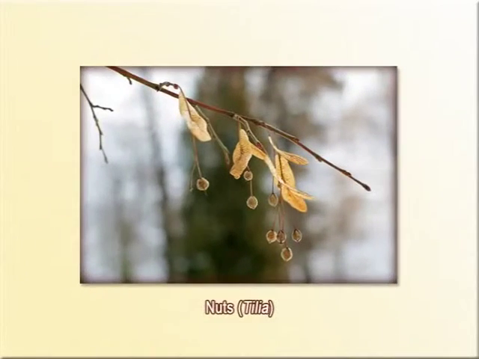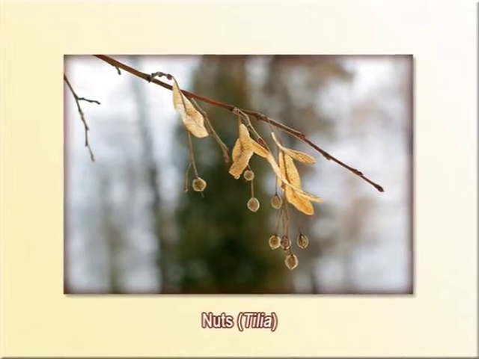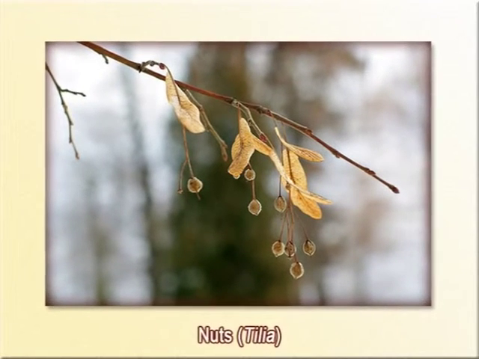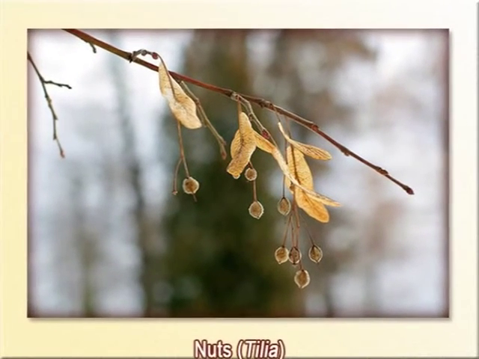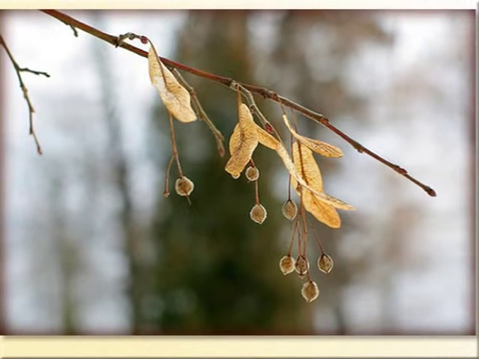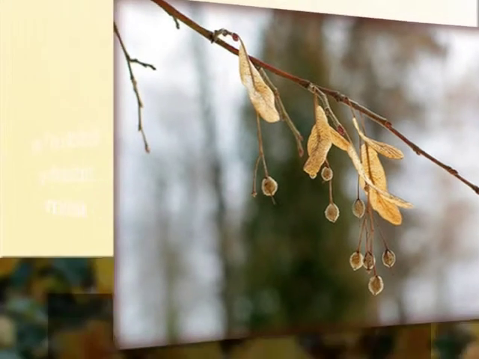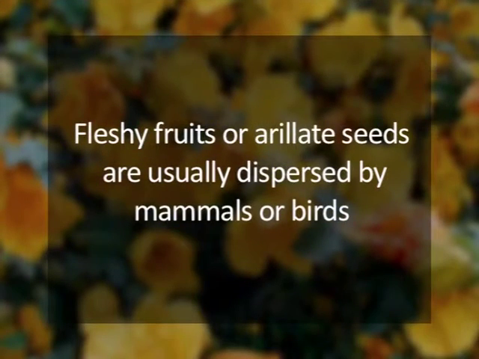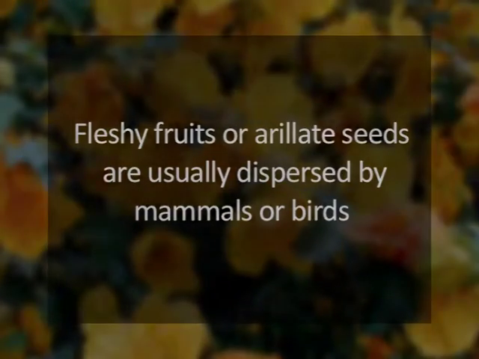The nuts, what we see in Tilia, they are borne on a cyme, a type of inflorescence that is usually fused to a conspicuous wing-like bract, and the entire infructescence and the associated bracts are dispersed by wind. Those fruits which are fleshy or have an arillate structure are usually dispersed by either mammals or birds.